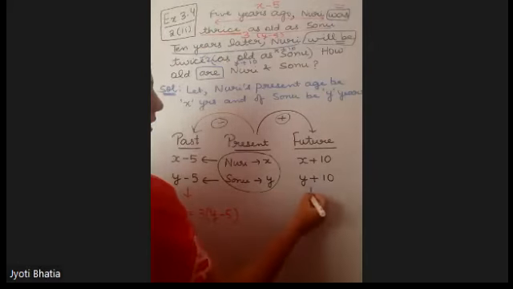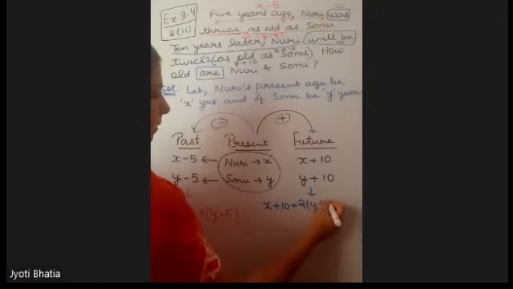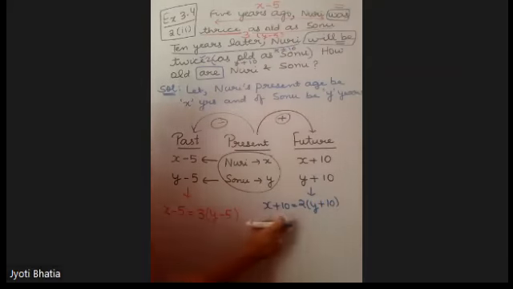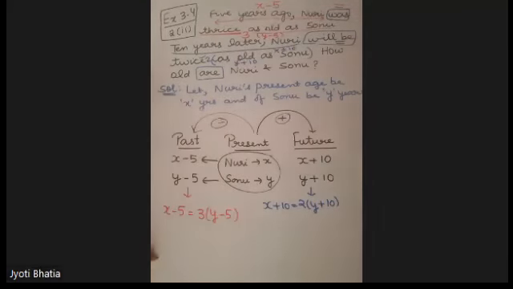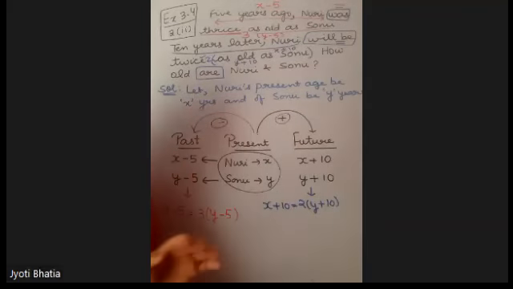So what is the next equation we are going to get? X plus 10 is equal to 2 into Y plus 10. Now we will simplify these two equations, solve them for x and y to get the value. Is that okay? Yes, ma'am. Oh, this is all rough work. I just did it to explain it to you.